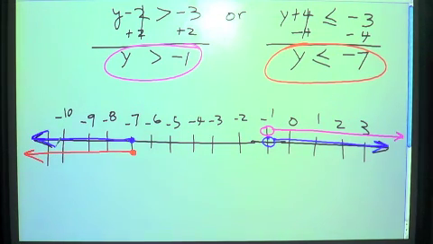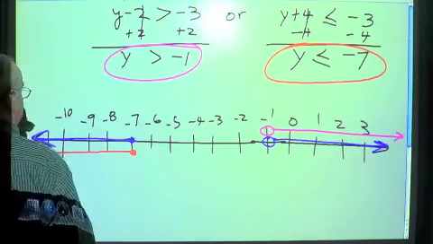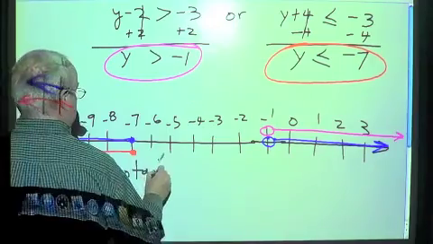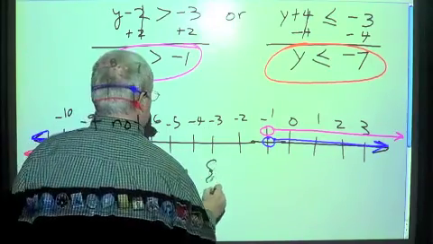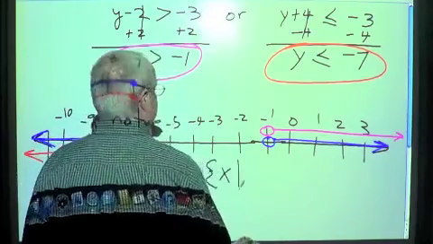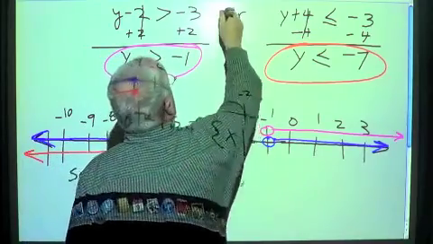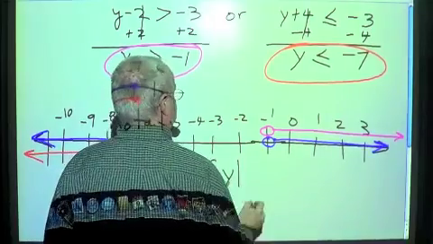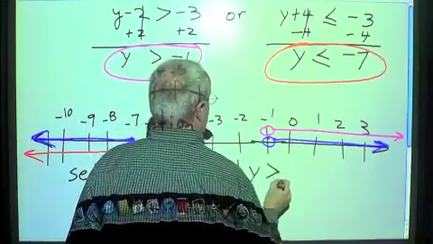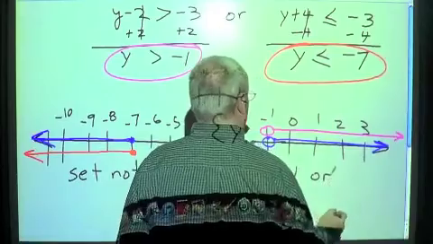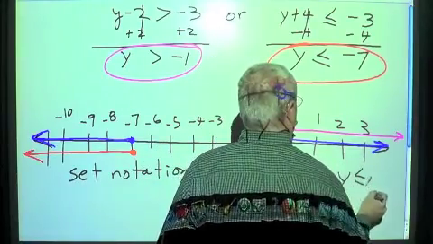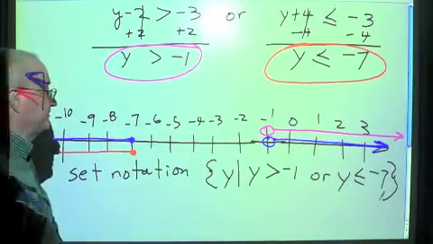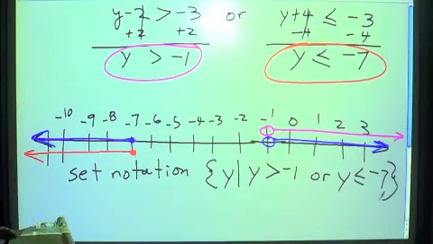Now, what does the set notation look like? Set notation looks like this. X such that, whoops, it's not X, is it? It's Y. Y such that Y is greater than negative 1 or Y is less than or equal to negative 7. Okay? That's what your set notation would look like.